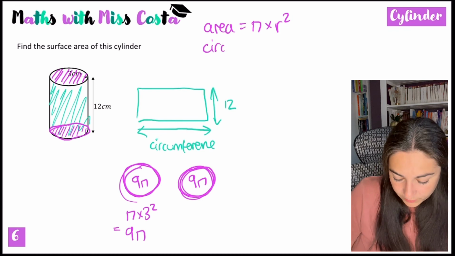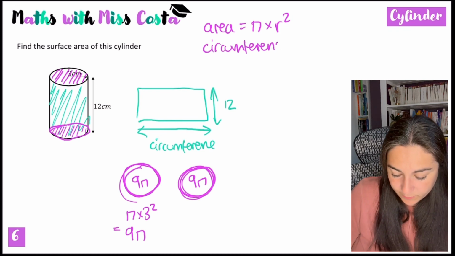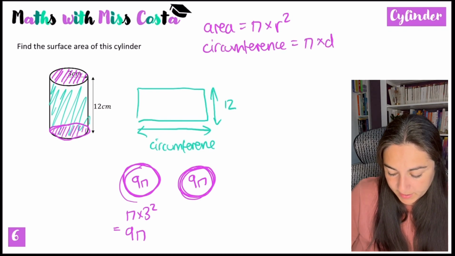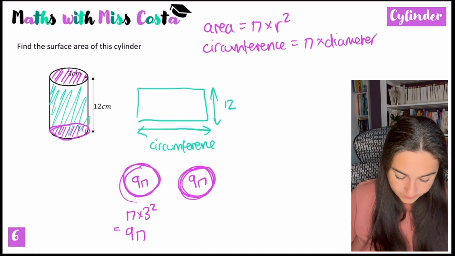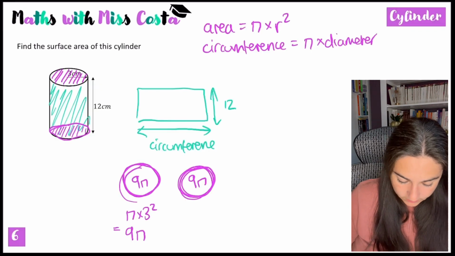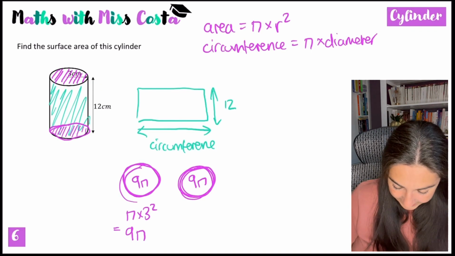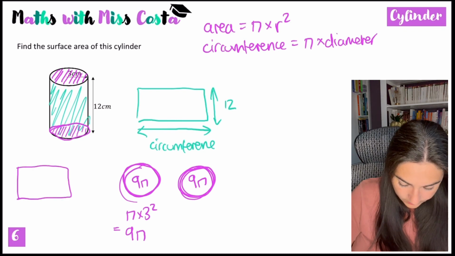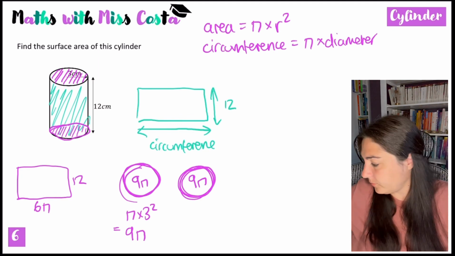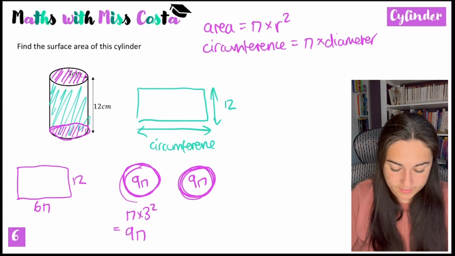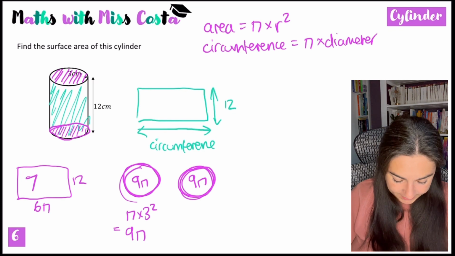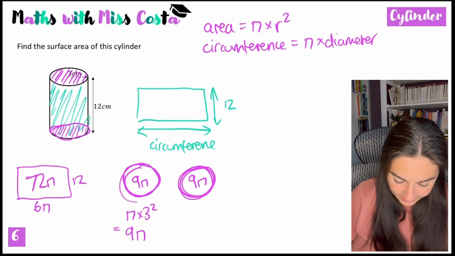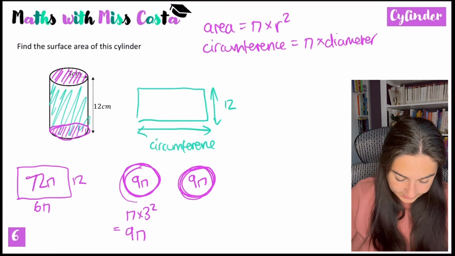Now, what's the circumference of a circle again? Circumference is pi times the diameter. Now we know the radius is 3, so the diameter will be 6. So this rectangle would be 6 pi times 12. And what's 6 pi times 12? That's 72 pi.